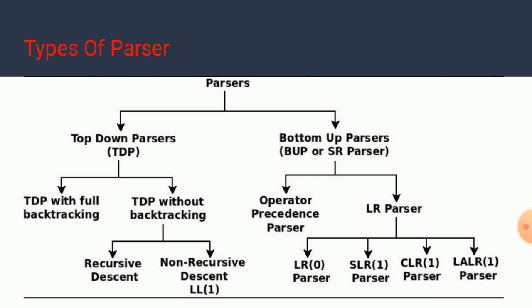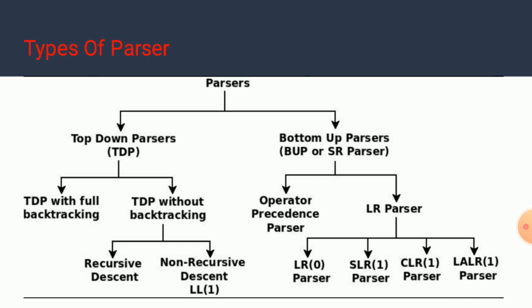In the leftmost derivation technique, the derivation or generation of any string is based on the leftmost variable, which can be substituted, but in the rightmost derivation, the rightmost variable can be substituted to generate the required string. Top-down parsers are again classified into two categories: top-down with full backtracking and top-down without backtracking.